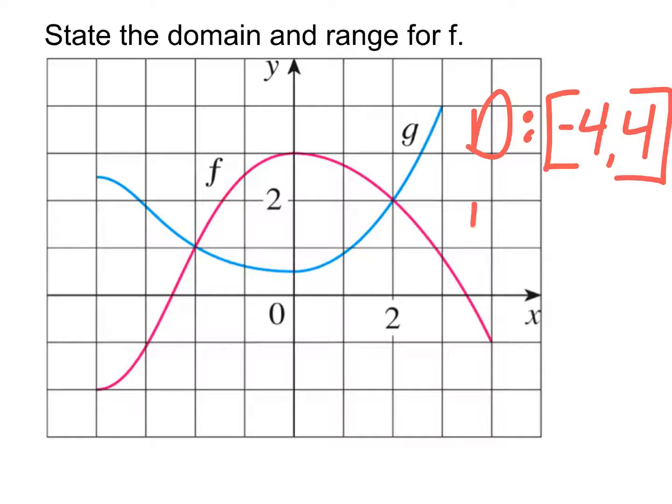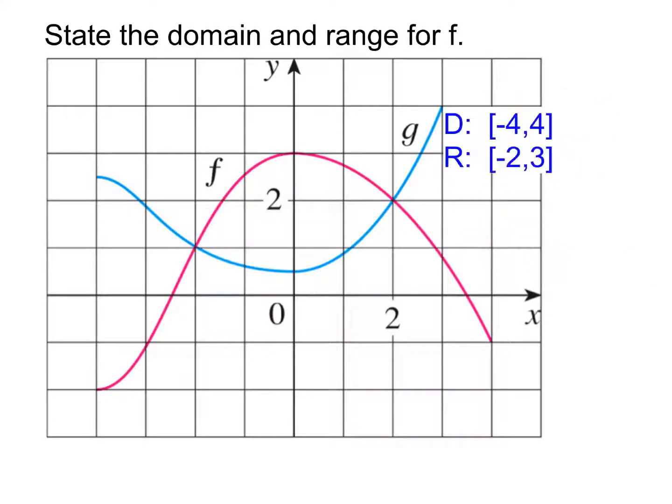All right, and then for the range. Range is the same idea, except we're looking at our y values. What is the smallest y value that graph reaches? -2. What's the biggest? 3. And square or rounded? Or, in other words, brackets or parentheses? Brackets. Because it does, in fact, reach both of those values. It reaches -2 and 3.